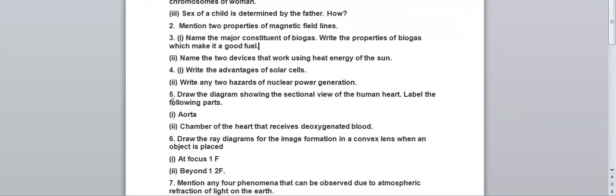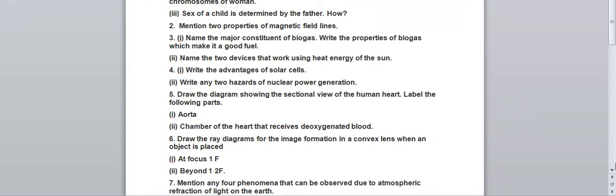Next, question number 5, you have to draw a diagram of the human heart, and in that you have to label the 2 parts which are given in the question. The first point is aorta. You have to label that aorta, and the second point is the chamber of the heart that receives deoxygenated blood. So you have to label these 2 points. So do you know the answer of this question? Chamber of the heart that receives deoxygenated blood? It is the right atrium.